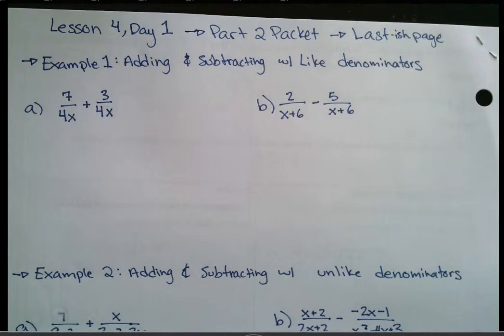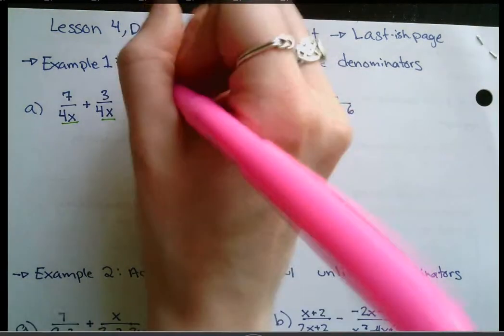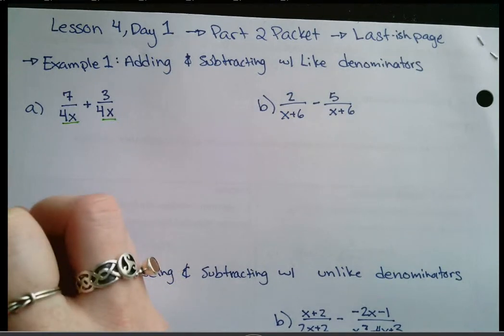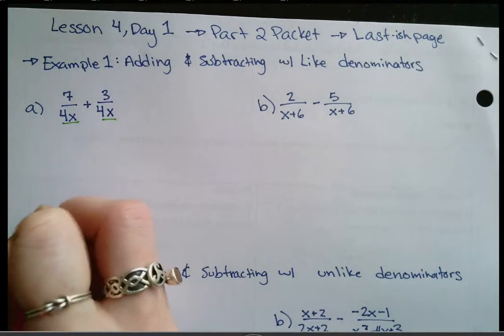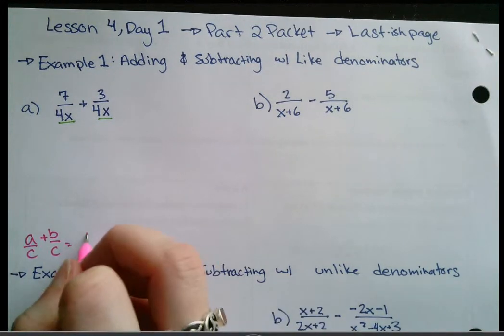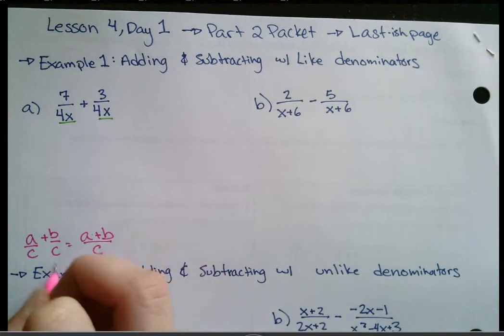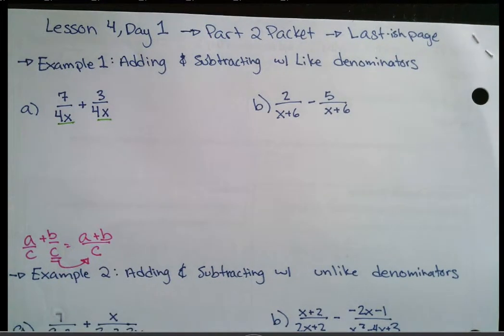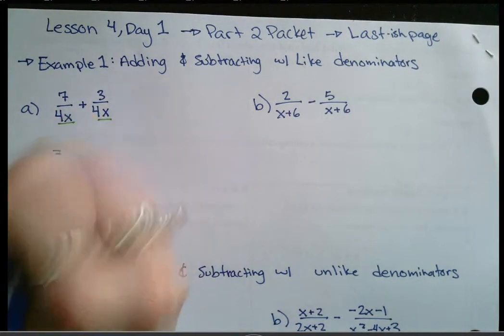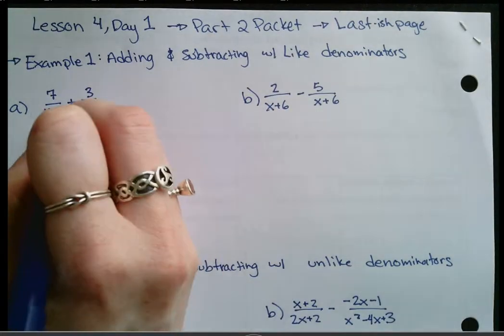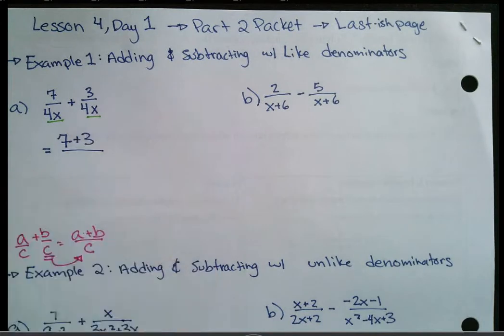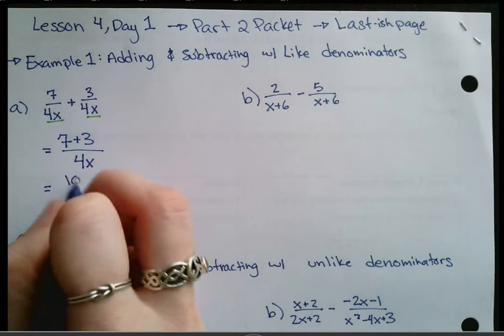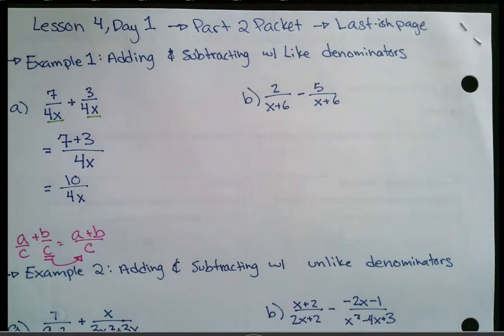So when we are adding and subtracting like denominators, that means these values here in the bottom are denominators, and they're the same. So what we do is follow this rule that says, I'm going to just write it down here, A over C plus B over C is just A plus B divided by C. So our denominator just hops right over and becomes 1. So what we're going to do for this one is say, okay, that 7 plus 3 on the top is just going to become that 7 plus 3 divided by 4x. So that means our final answer is just 10 divided by 4x.